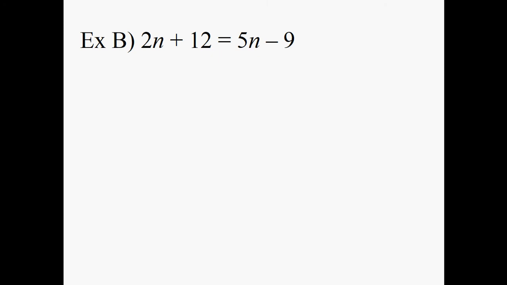All right, so just like example A, our goal is to move the smallest variable. So we're going to look at the 2n, and we're going to move that to the other side. Our inverse operation, again, is we want to get rid of it, so we want to get to that neutral 0. So we're going to go ahead and subtract 2n on both sides. So if I subtract 2n on both sides, I'm going to have 12 equals 3n subtract 9.